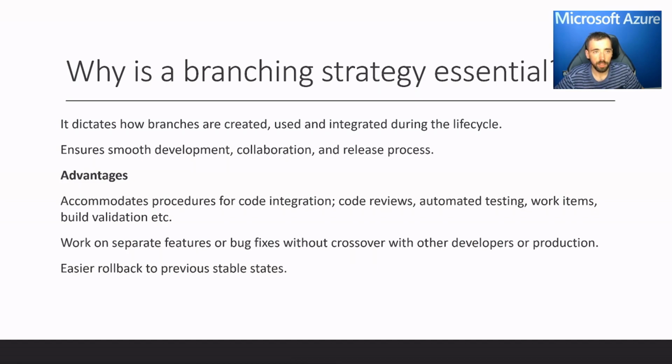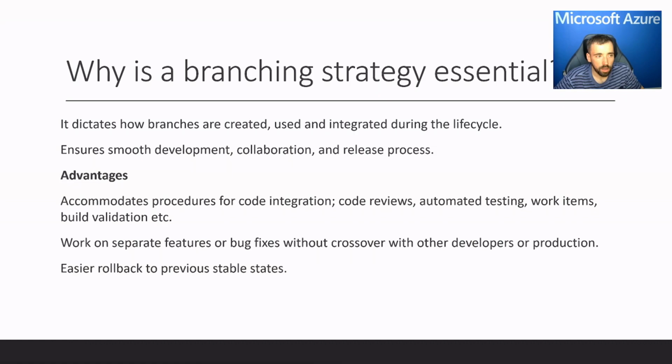So the branching strategy and the way we choose to work with branches is going to have a massive implication for the way that we work and the speed that we can work for our application and build our application and make changes and the processes around it. So that is why branching strategy is essential. It ensures smooth development, collaboration, and release process in accordance with the ways that we want to work and the way that our application needs to work.